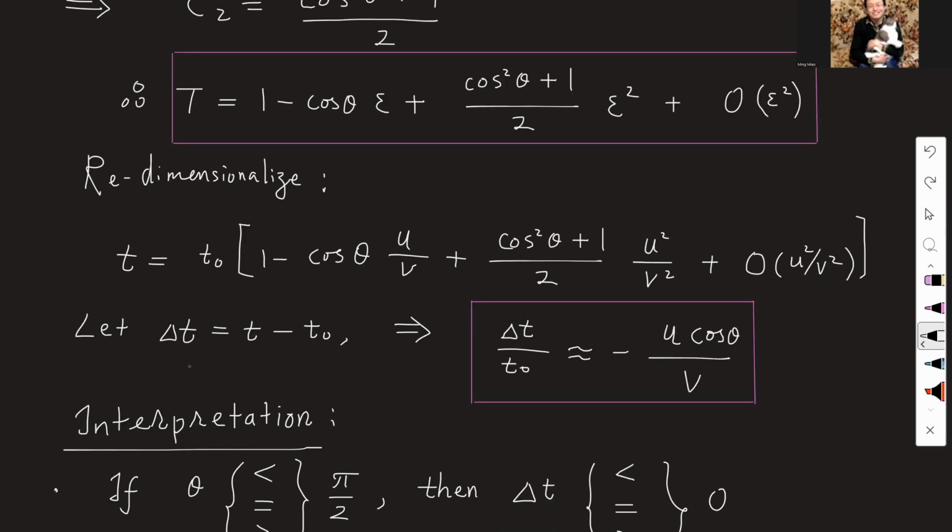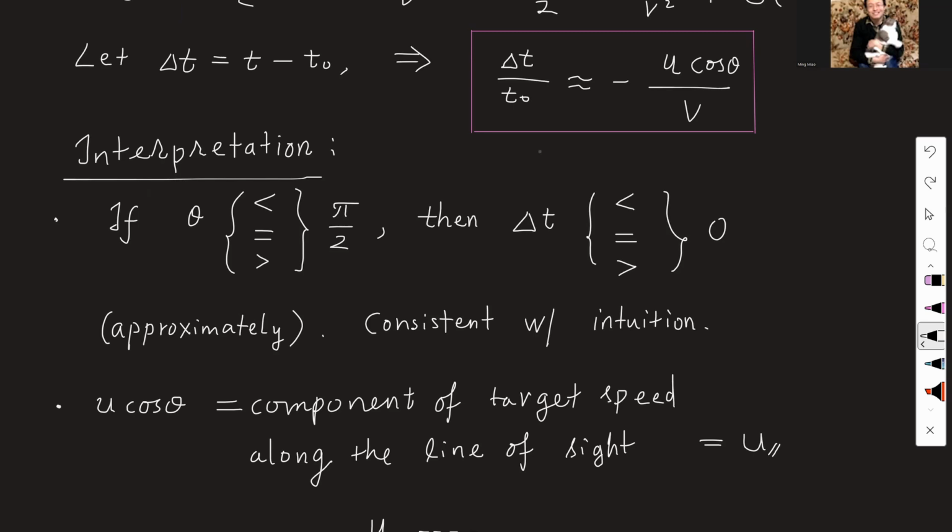Now let's introduce delta T equals T minus T0. That's the hitting time difference between the case where the target is moving and the case where the target is stationary. If we're only keeping the first order contribution in the perturbation solution, we have delta T over T0 approximately equals minus U cos theta over V. And this equation is much easier to interpret.